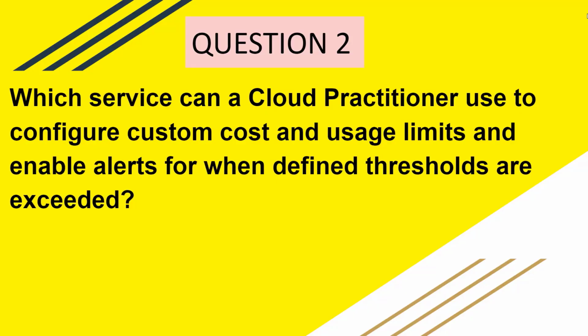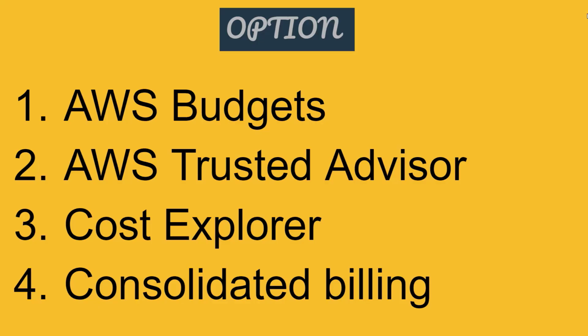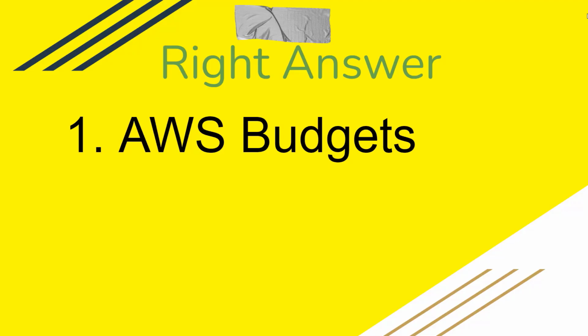Question 2. Which service can a cloud practitioner use to configure custom cost and usage limits and enable alerts for when defined thresholds are exceeded? Option 1. AWS Budgets. 2. AWS Trusted Advisor. 3. Cost Explorer. 4. Consolidated Billing. Right answer is 1.